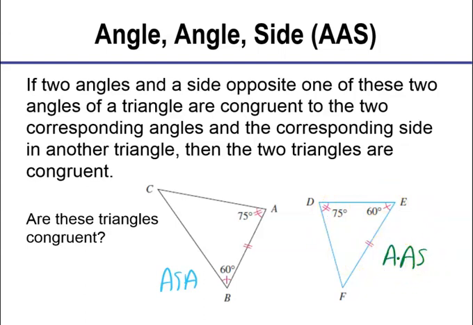Oops, I wrote that wrong. Angle, angle, side. So angle, angle. The side is not between the two angles like it is here. So something's got to give. You cannot show congruence in this particular situation. You've got to make sure the angles match up and the correct sides match up to show congruence. So be very careful with that.